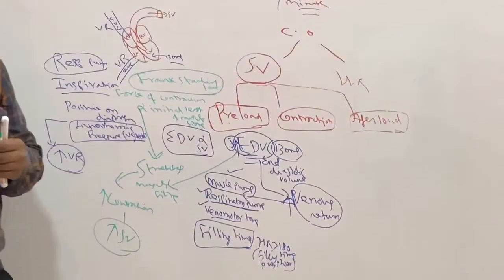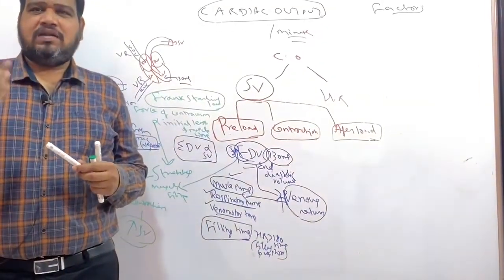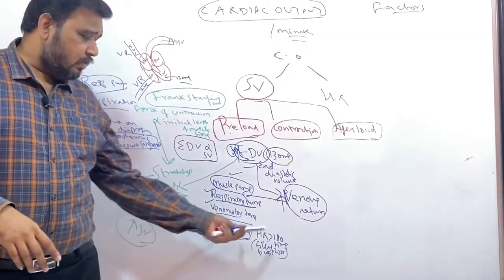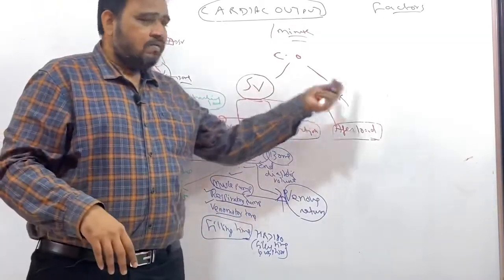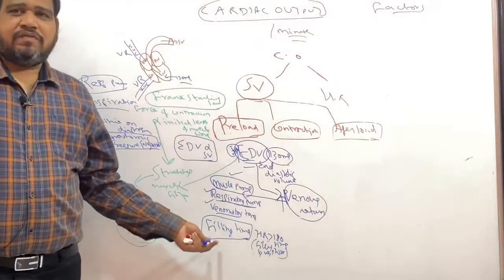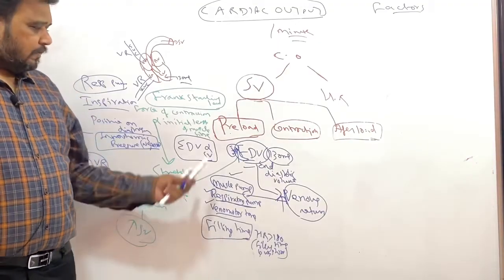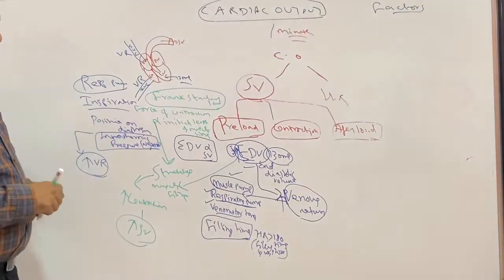That means the ventricles are not properly filled with blood, or end diastolic volume will be less. That is, when your heart rate is greater than 180, I will separately explain it when I am explaining about heart rate. So just note down, filling time is also one of the factors. That is, you need some time for the ventricles to fill. That also determines your venous return. So I have discussed about preload.